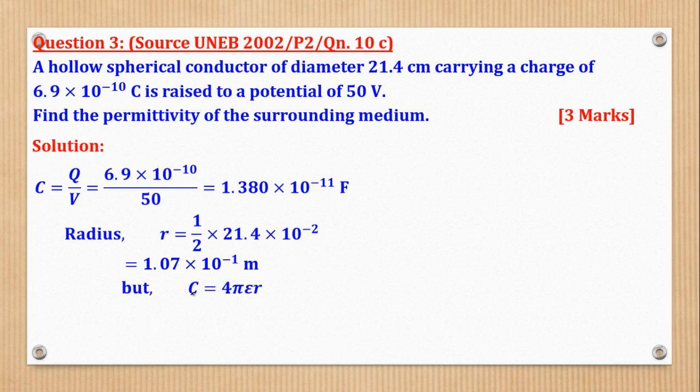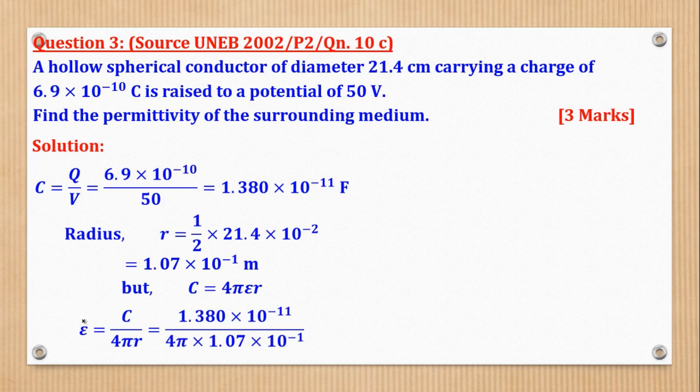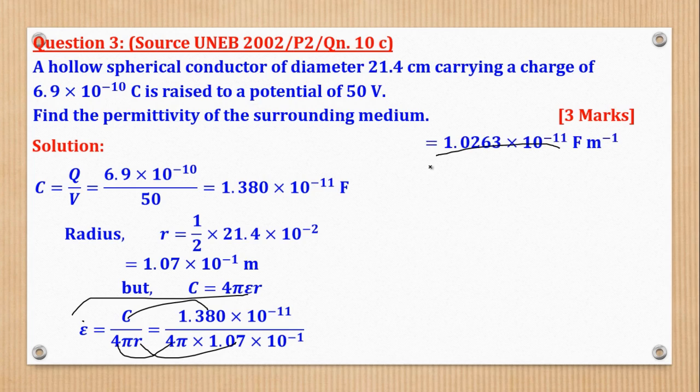Then from there, remember that C is equal to 4 pi epsilon r. Therefore, when I substitute by making epsilon the subject, I'll come up with C over 4 pi r. So C is there, 4 pi is there, and r is there. Then use a calculator to come up with this as the permittivity of the surrounding medium.